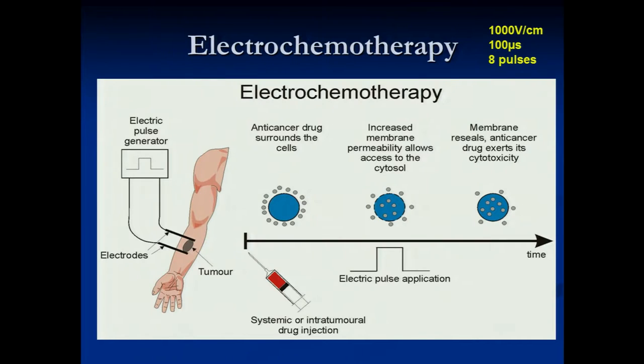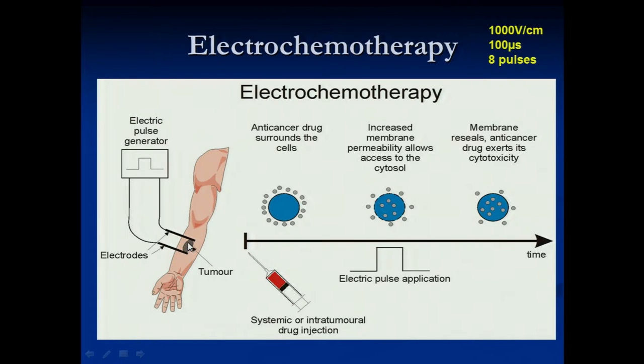So we want to use what is called electrochemotherapy, okay. The concept is really simple. We go directly to the tumor where it is. It's not systemic, it is targeted therapy, it is local. So if you have a tumor here, what we do is we give light sedation, and then we give local anesthesia, okay. So this part will be anesthetized, so you don't feel anything.